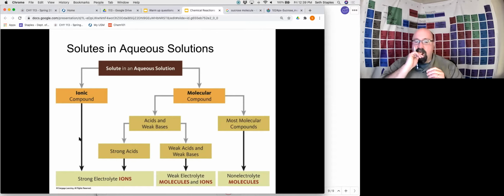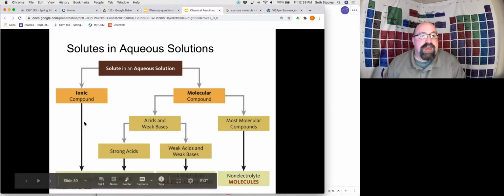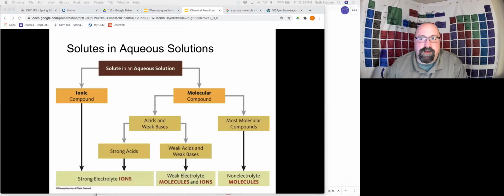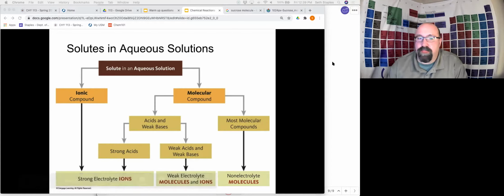And so how do you tell? Like I said, if you have something as a solute, something that is dissolved into an aqueous solution, if it's an ionic compound, that is going to completely dissociate into its ions, and it's going to be a strong electrolyte. So just bar none, if it's something you recognize as ionic, it's going to be a strong electrolyte.